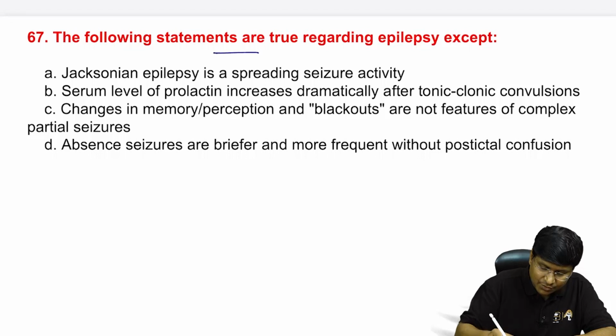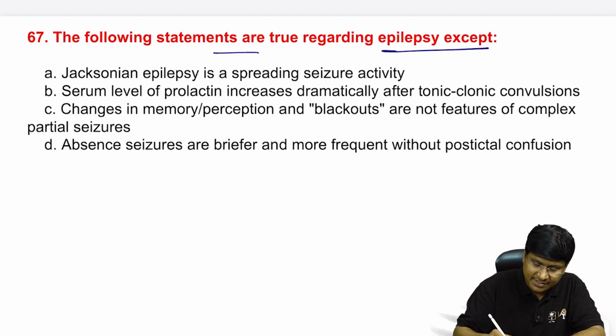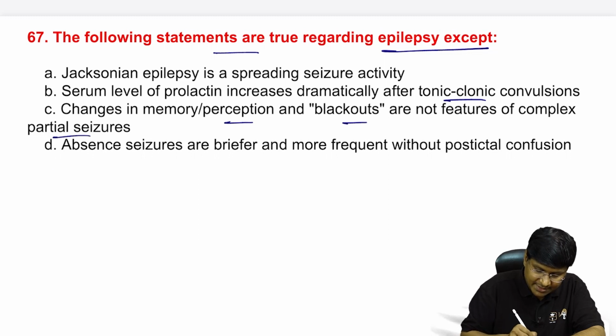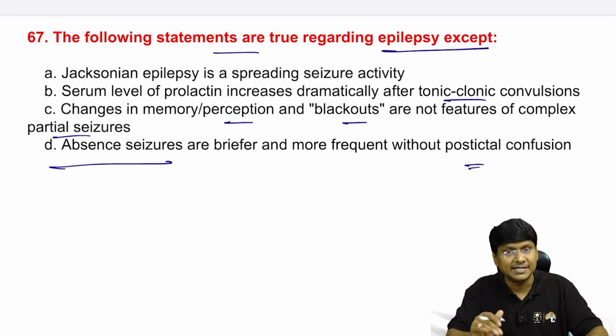The following statements are true regarding epilepsy except: Jacksonian epilepsy is a spreading seizure type. Serum levels of prolactin increase dramatically after tonic-clonic seizures. Changes in memory or perception and blackouts are not the features of complex partial seizures. Absent seizures are brief and more frequent without post-ictal confusion. So the question asked is the except.